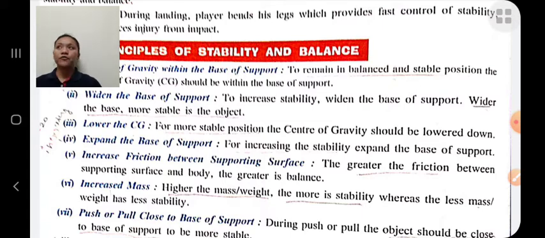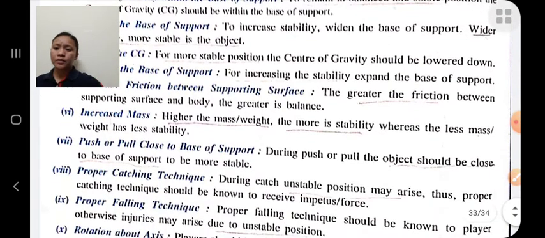Increase mass: if the weight of the object is more, there will be more stability. Higher the weight, more stability. Push or pull close to the base of support: the closer we push or pull the object, the more stability there will be. Proper catching technique: if we have proper knowledge, there will be more stability. Proper falling technique: the player should have proper knowledge of it, which reduces injury.